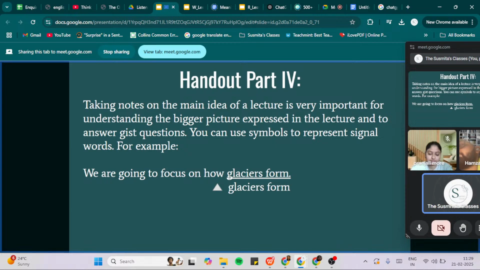Okay, even if you write one word glaciers and you make some symbol, like the triangle symbol given on the side, to say form, correct, you can do that.